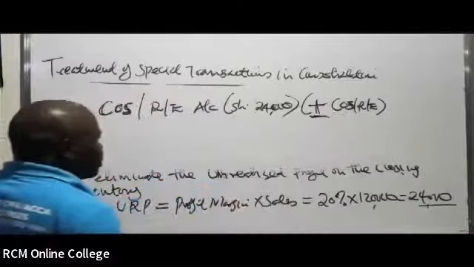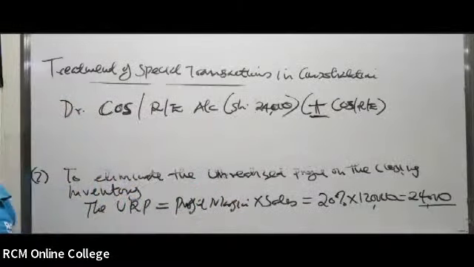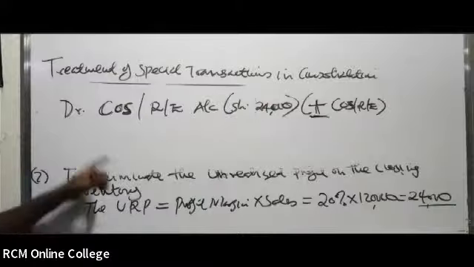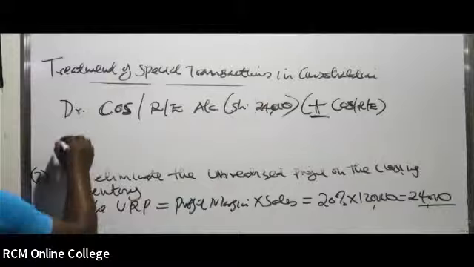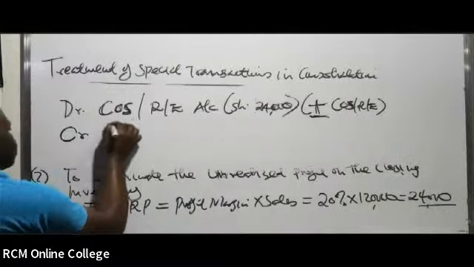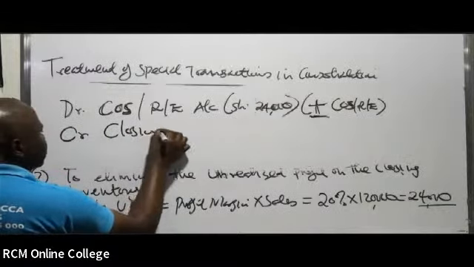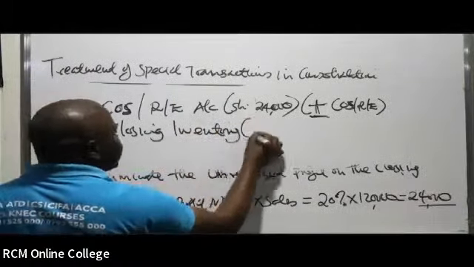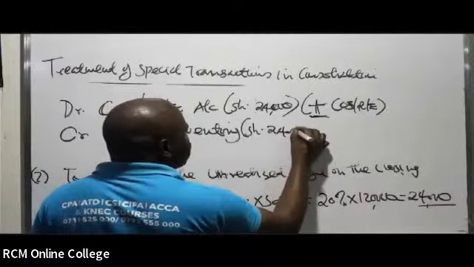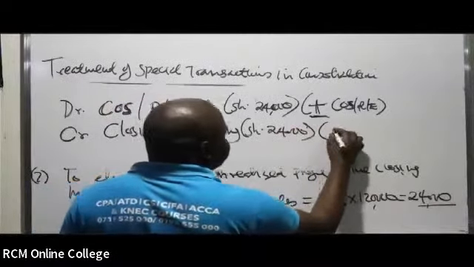It's important you master this because this is the language you'll get used to. We go to the cost of sales in the income statement, then we add the unrealized profits. You'll ask yourself, why are we adding? It's because we debit the cost of sales, then we credit the closing inventory with shillings 24,000.